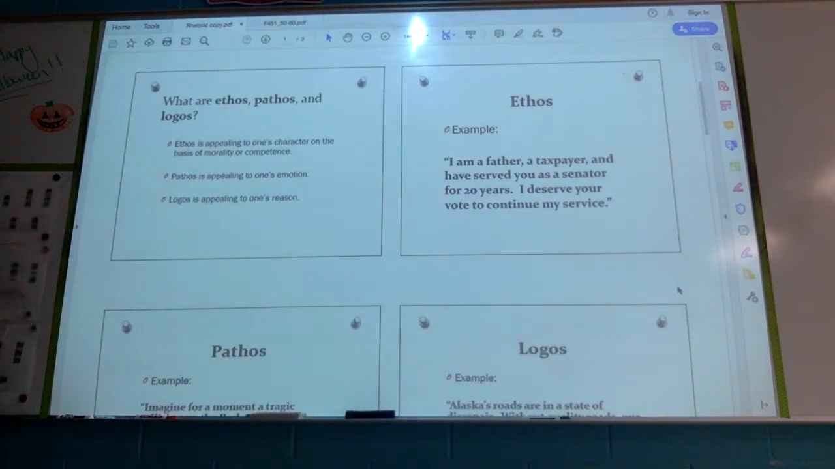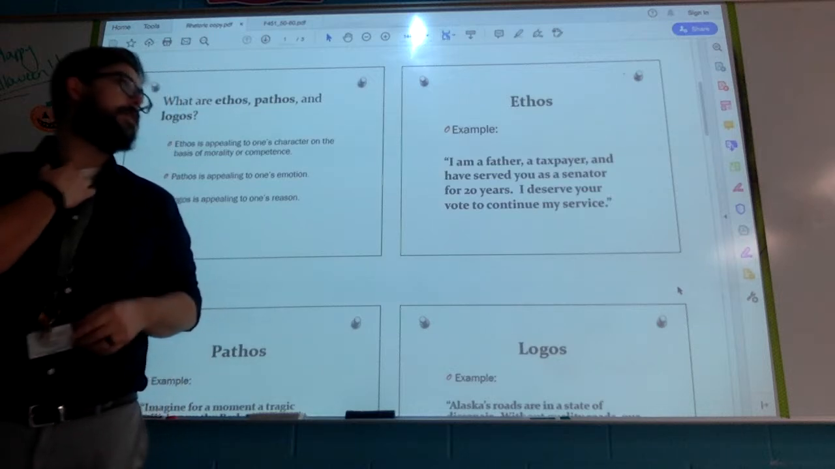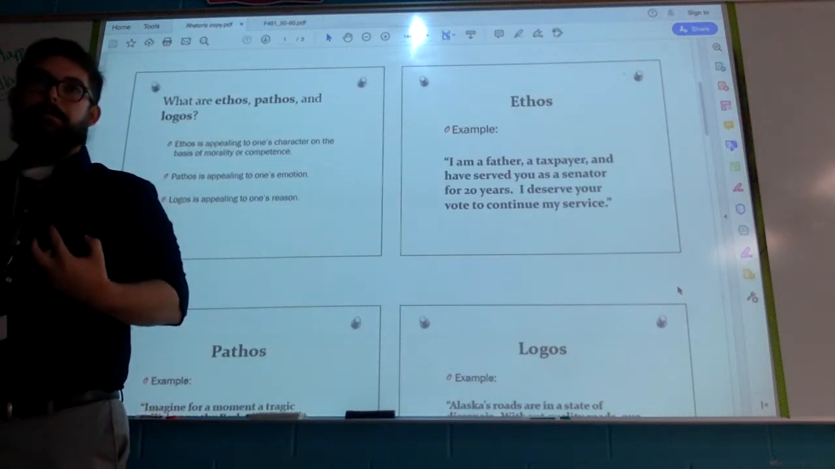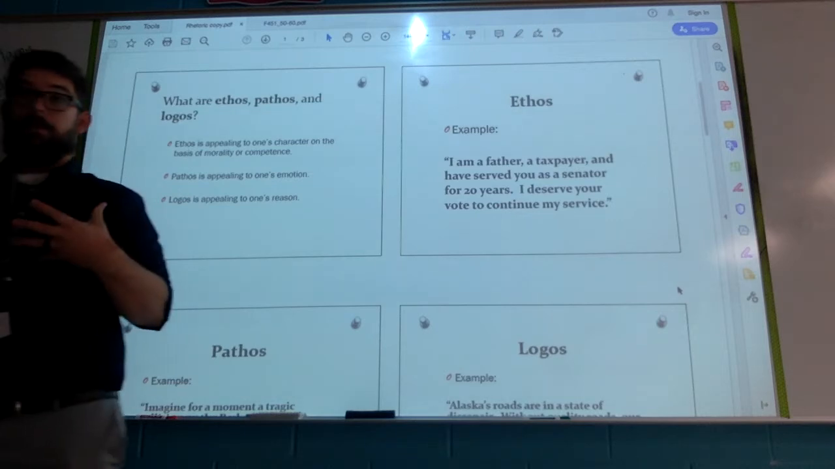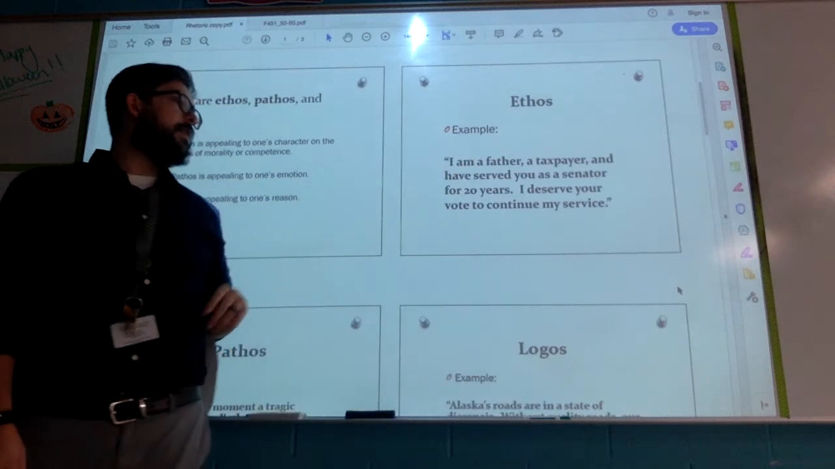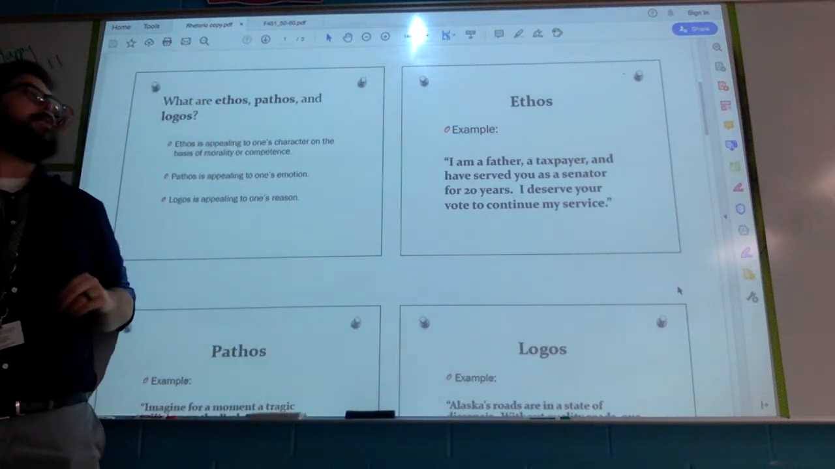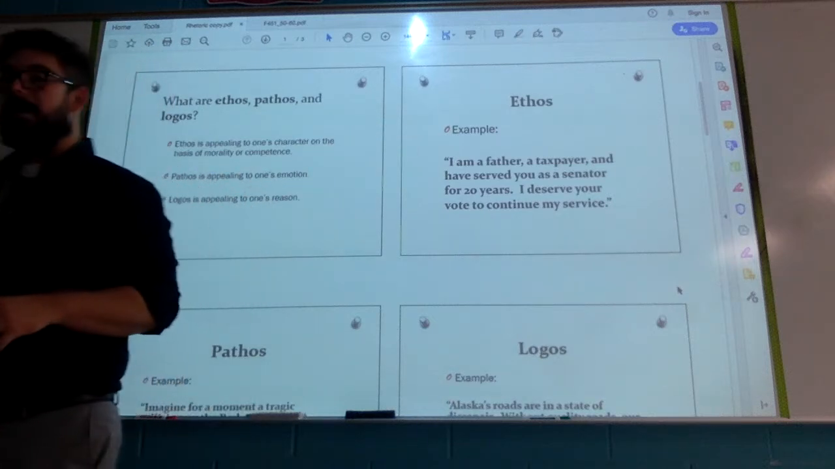A couple examples of ethos here. I am a father, a taxpayer, and have served as a senator for 20 years. I deserve your vote to continue my service. Notice here the use of I. I did this, I am that. So that you think that you can connect to him. I'm a father, a taxpayer, and I have served as a senator for 20 years. I deserve your vote to continue my service. I've done this for so long. You should trust me, essentially.